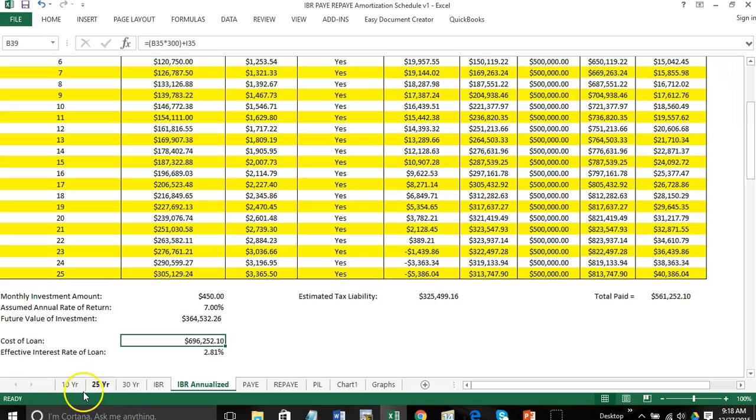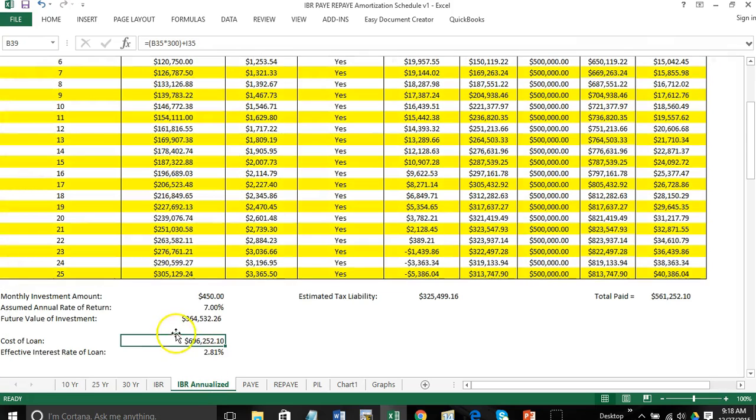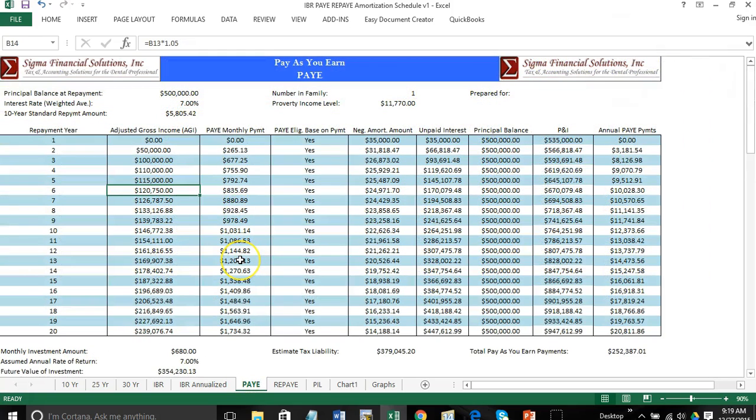2.8%. So even compared to a 10-year repayment term, the total cost of this loan on a 10-year was $700,000. In this example, it's almost exactly the same. So you have 25 years, 15 years more, and it costs you the same in a dollar amount, but from a time value of money perspective, IDR is much more effective in this example than a 10-year repayment amount. So let me go over Pay As You Earn.